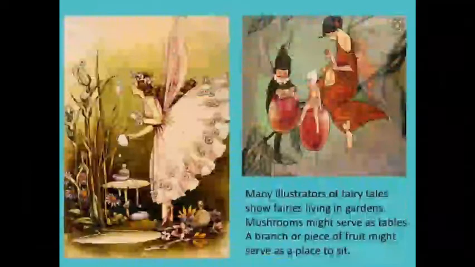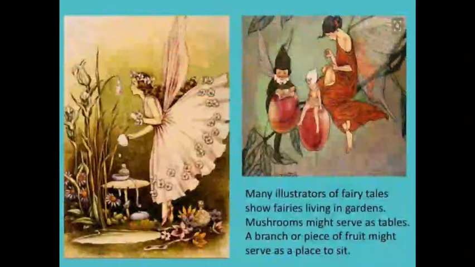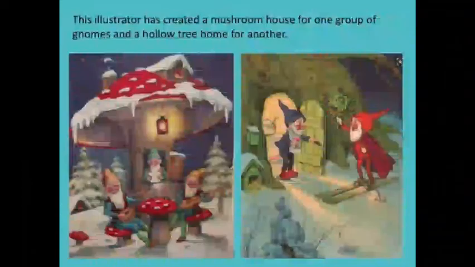Many illustrators of fairy tales show fairies living in gardens. Mushrooms might serve as tables. A branch or piece of fruit might serve as a place to sit. This illustrator has created a mushroom house for one group of gnomes and a hollow tree home for another.